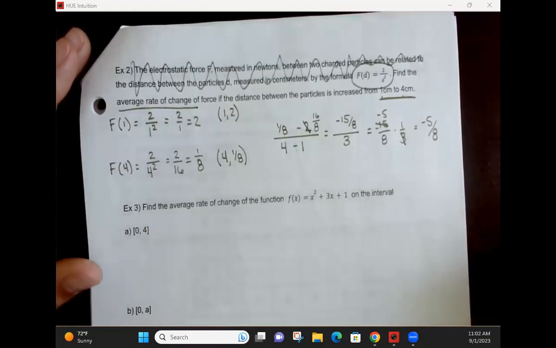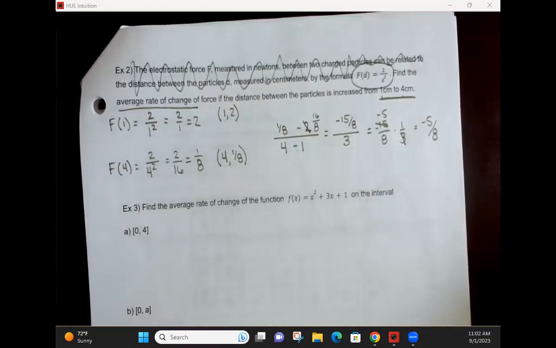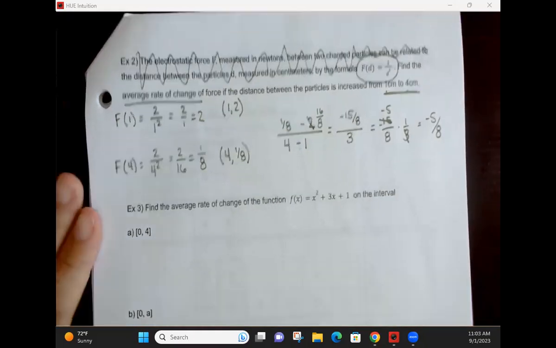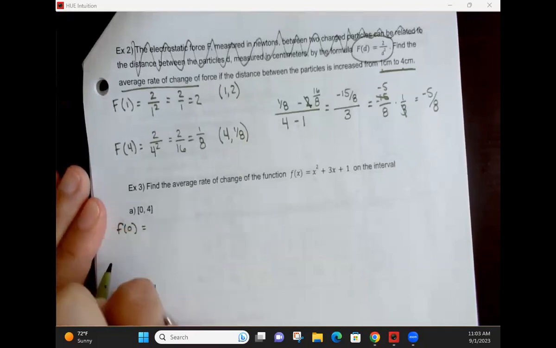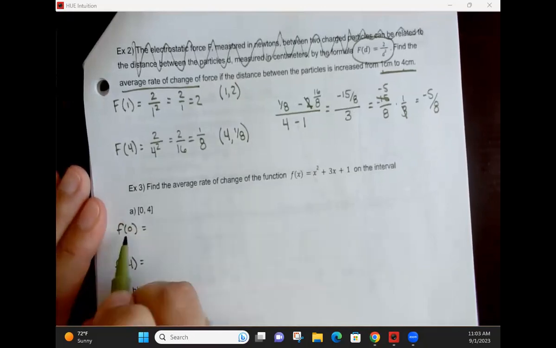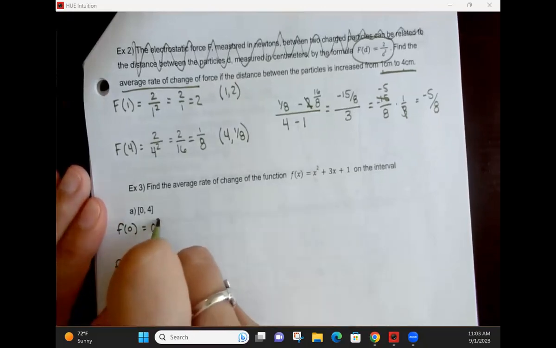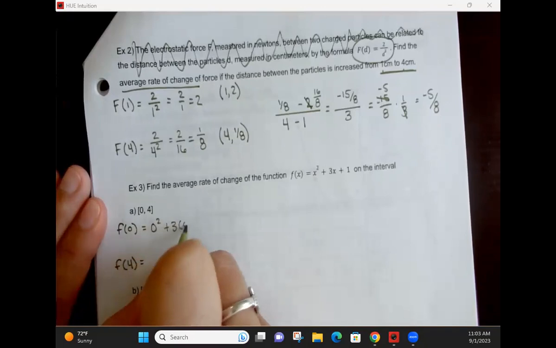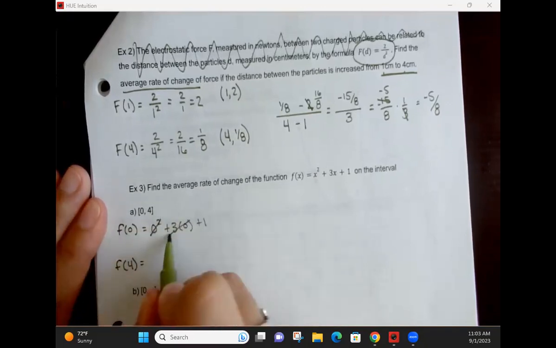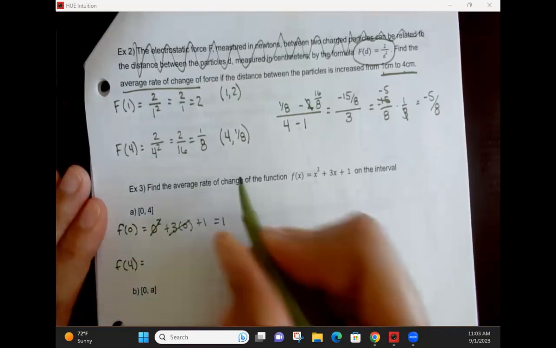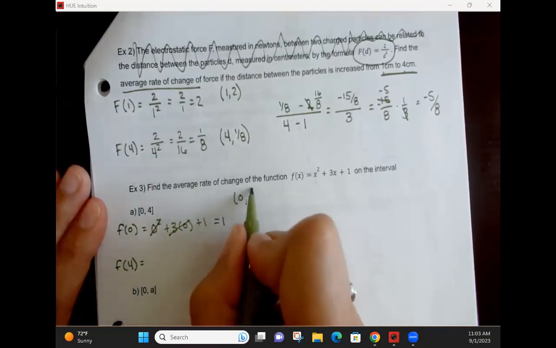Example 3, part A, straightforward average rate of change. I could have given you part A yesterday. So let's start by finding f of 0 and f of 4. So we're going to plug in 0 for x. That'd be 0 squared plus 3 times 0 plus 1. So that's 0, that's 0. This is just 1. We have the point 0, comma 1.